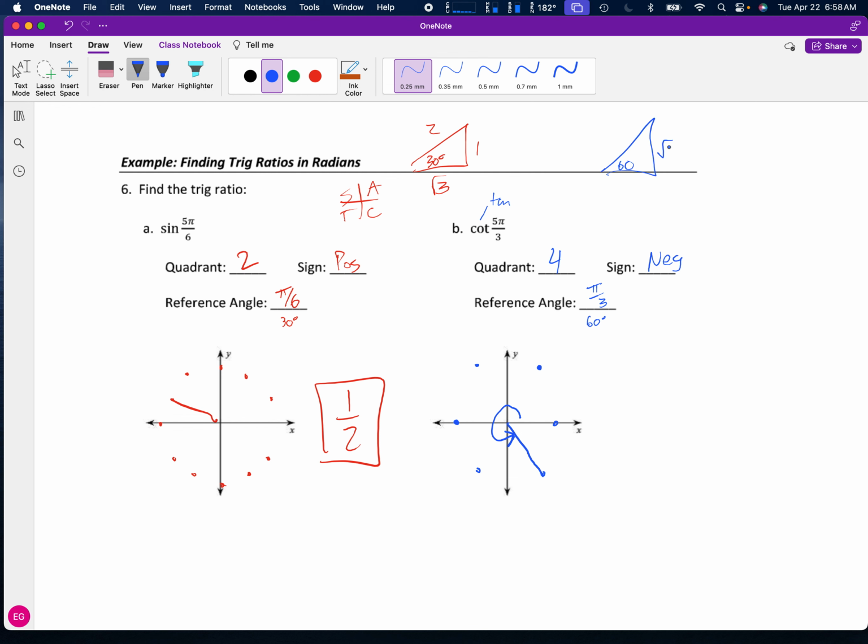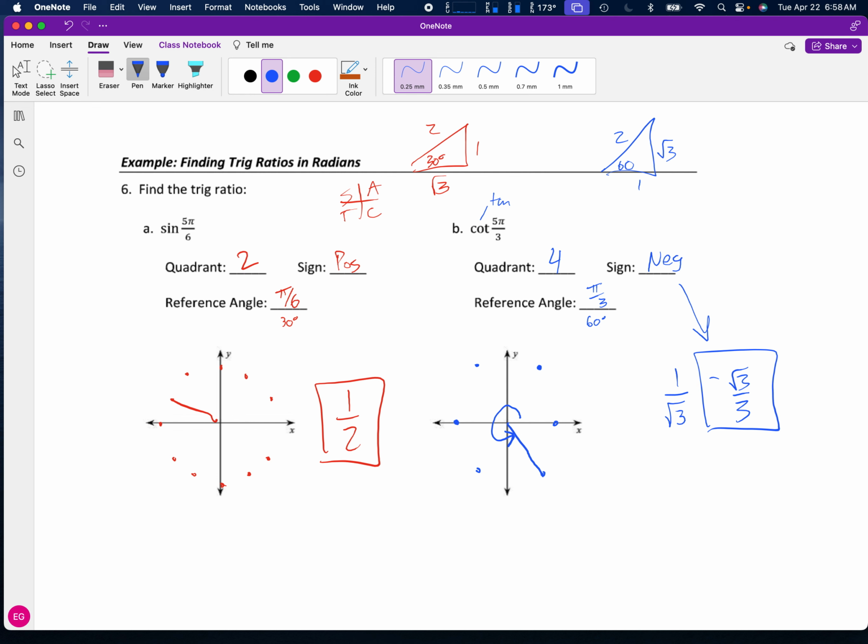So I would just look at my 60 triangle and say, hey, tangent would have been the square root of 3 over 1. So cotangent is going to be 1 over the square root of 3, which we know we have to rationalize as square root of 3 over 3. And then it's negative because we know that it's negative. And so we get that cotan of 5 pi over 3 is going to be a negative square root of 3 over 3.